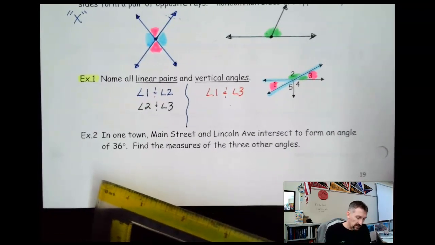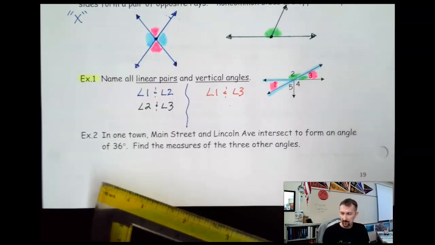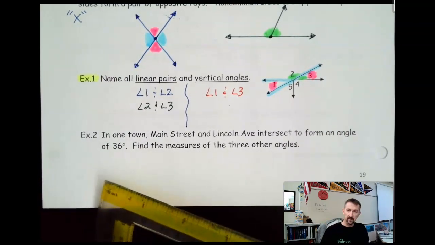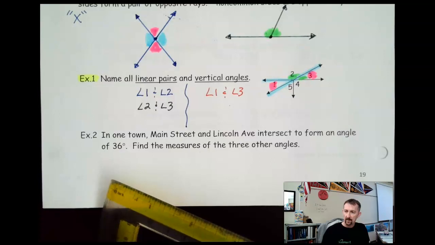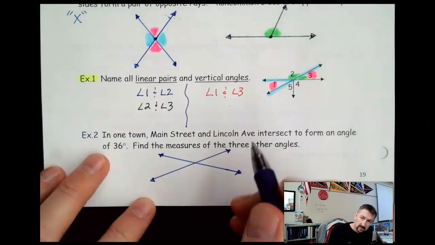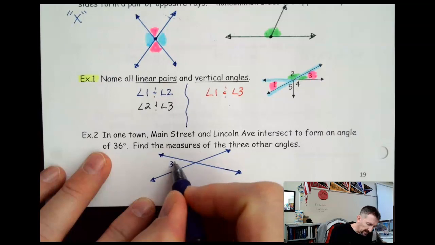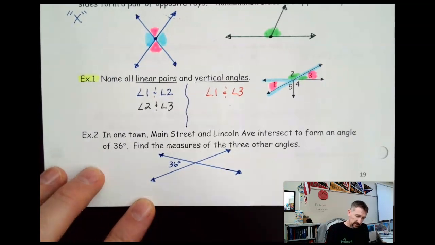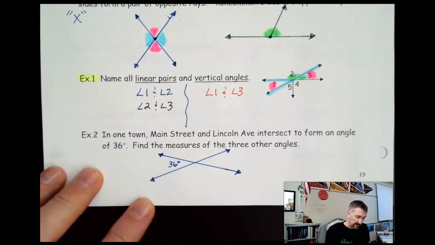In a town, 2 streets intersect to form a 36-degree angle. So try to draw that picture. I'm going to pause it and do that. When I come back, it'll be done. So hopefully you paused and did. So it says they intersect to form a 36-degree angle. So it says find the measure of the other 3 angles.